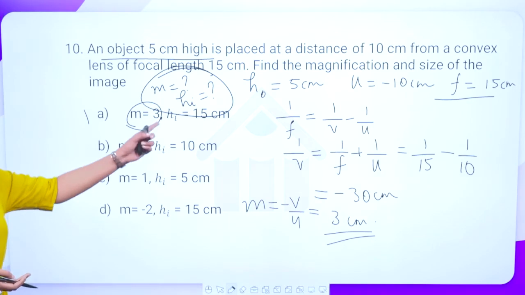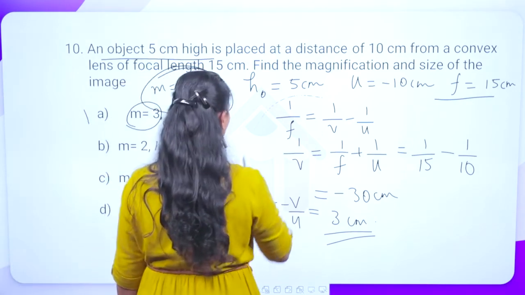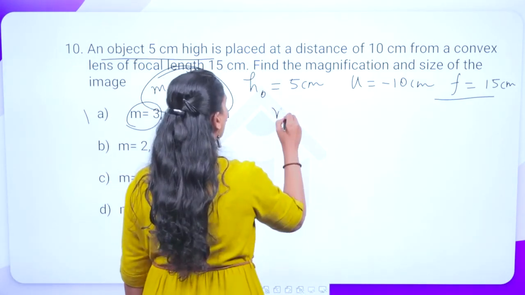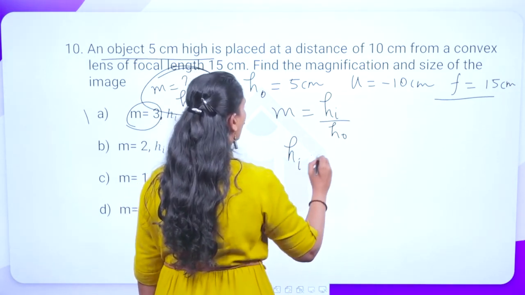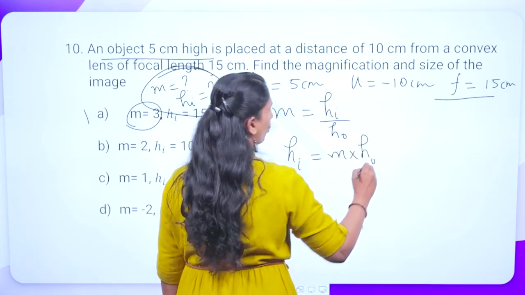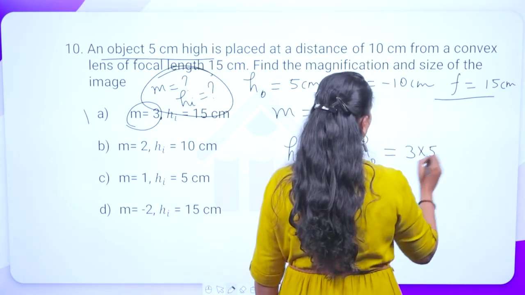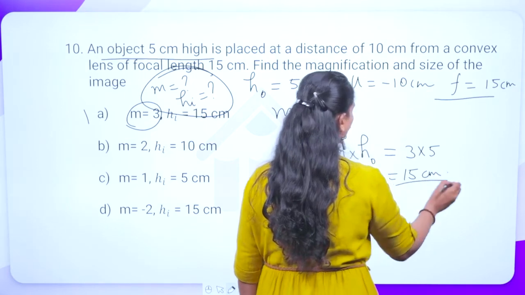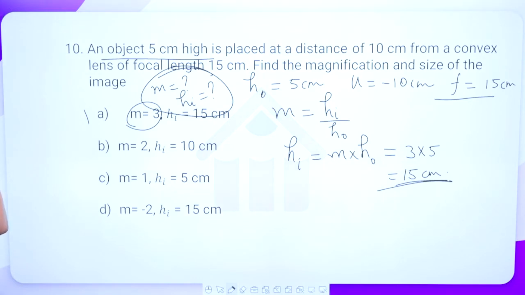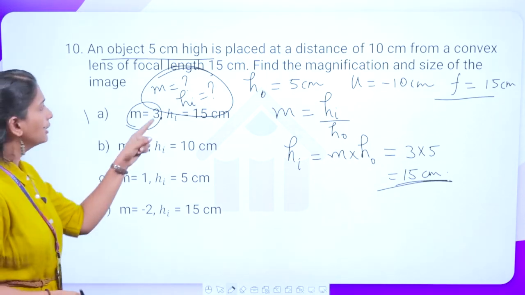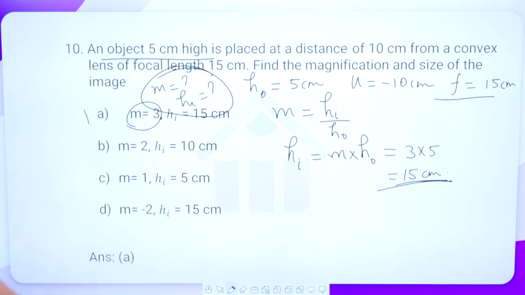But let's check whether the value of height of the image is same. For that, what I have to do? I have to make use of the other equation, which is m is equal to hi by ho. And in order to find hi, that is nothing but m into ho. m we got it to be 3 and ho is nothing but 5, making it 15 centimeter. So, now we got the value of magnification to be 3 and the height of the image, rather size of the image, to be 15 centimeter, making option A the correct option.